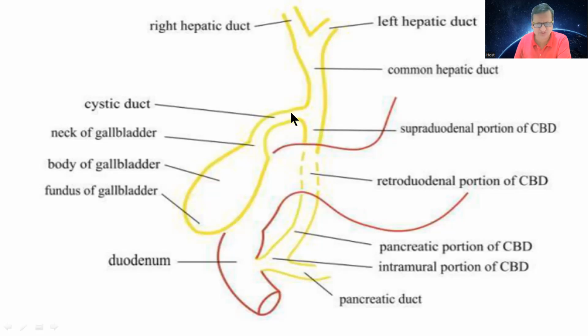This is the cystic duct, and this is the common hepatic duct. When we join, the common bile duct has the supraduodenal portion, then the retroduodenal portion, then the pancreatic portion, then the intramural portion. The pancreatic portion is in the head of the pancreas. So it's like this. And this is the stomach and this is the duodenum coming here.